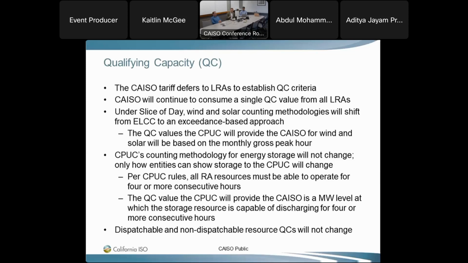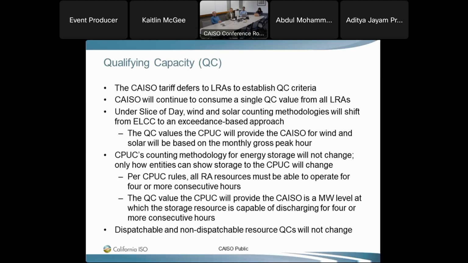So under slice of day, as I mentioned earlier, there's a shift for wind and solar and variable energy resources for their counting methodologies from eligible load carrying capacity to an exceedance-based approach. And the CPUC did decide that the QC values that they'll transmit to us at the CAISO for these resources will be based on the monthly gross peak hour. And as far as storage, which I was speaking to a little bit before, the counting methodology actually won't change, but how the storage resources are shown in the CPUC will be changing, as you saw a little preview in that graphic.